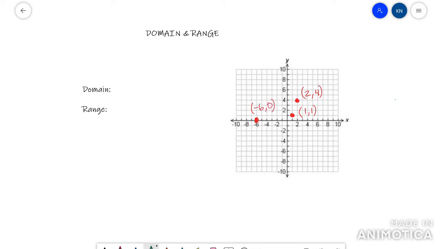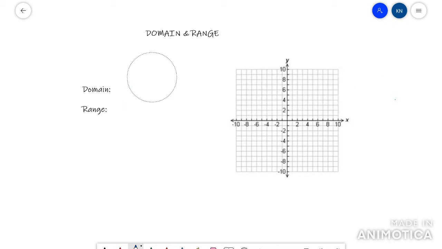And then it's exactly the same as before, where your x's are all your answers for your domain. So -6, 1, and 2. And your range is all the y's, so 0, 1, and 4. So those are probably the easiest scenarios you'll be presented with.